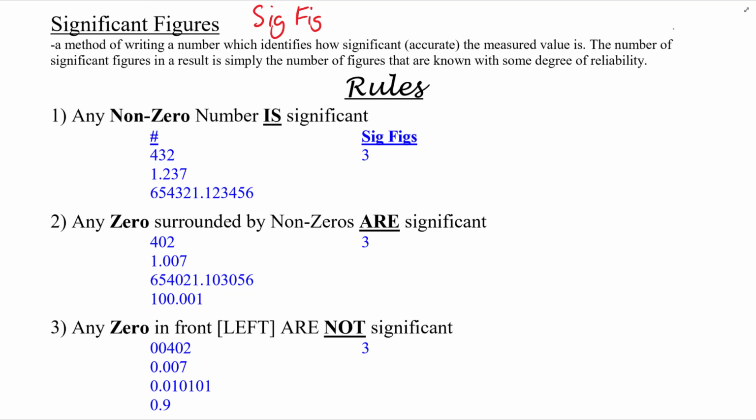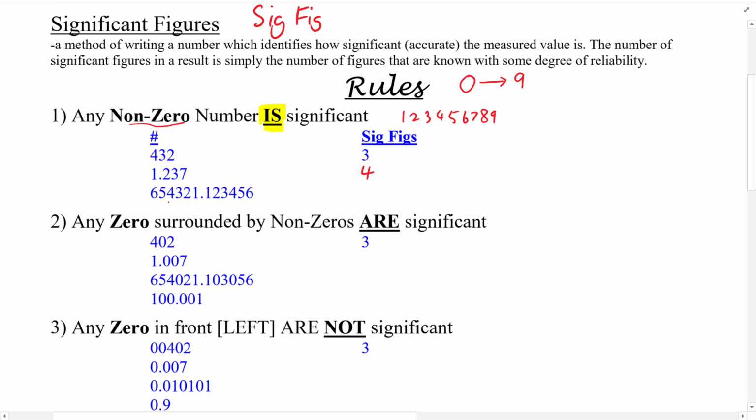So first of all, let's learn the rules. Rule number 1. When we're talking about numbers, we're using numbers 0 all the way up to 9. And in fact, the first rule covers 90% of them. Any number that is not a 0 is significant. So in yellow there, that means any number that is 1, 2, 3, 4, 5, 6, 7, 8, or 9 is significant. So 4, 3, 2, there are 3 numbers that are significant. 1.37, 1.237, 4 sig figs. Follow along, write them down.